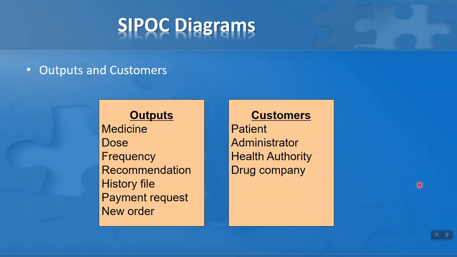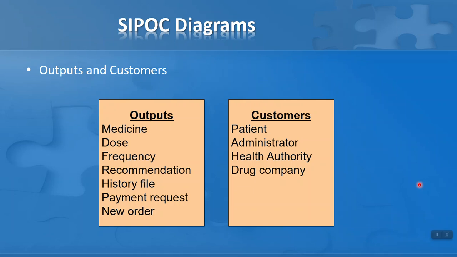And then, following our step-by-step procedure, we next identify the outputs. So the outputs of that process, we can see, well, there's medicine, tablets or a fluid of some sort, the dose, how many tablets that you take, the frequency, how many times a day do you take it? Are there any recommendations, such as only take medicines when you're eating, before eating a meal? The patient's history file will be updated. There'll probably be an internal payment request. And finally, a new order will need to be placed.